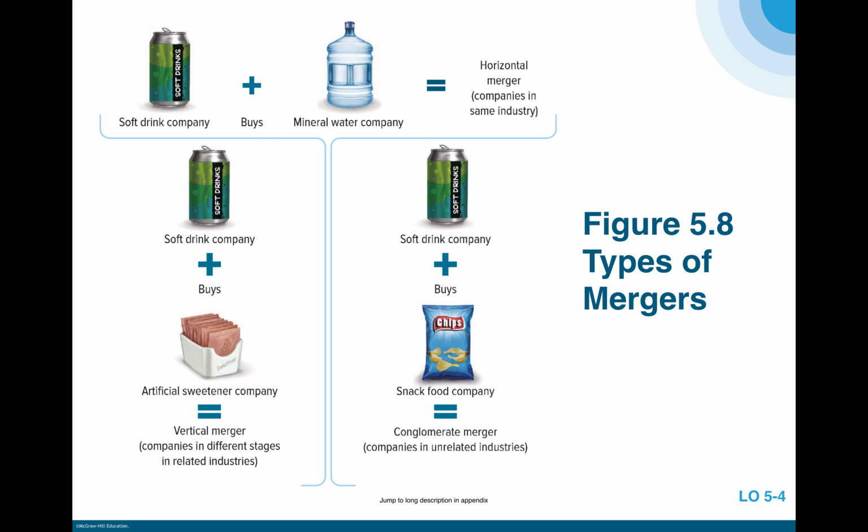Horizontal merger: a soft drink company buys a mineral water company. This didn't happen all that long ago with Coca-Cola and Dasani, or Pepsi and Aquafina. They ended up buying those companies out. Down here is the vertical merger: a soft drink company buys an artificial sweetener company, related fields, just different stages. And the last one, a conglomerate merger, is a soft drink company buying a snack food company.